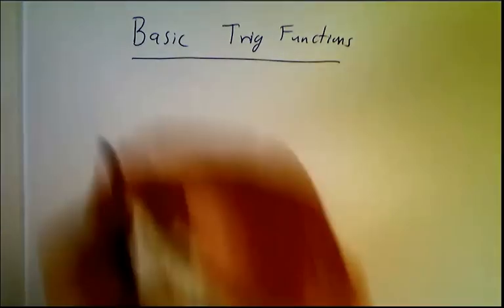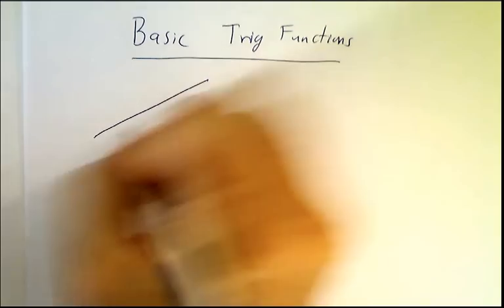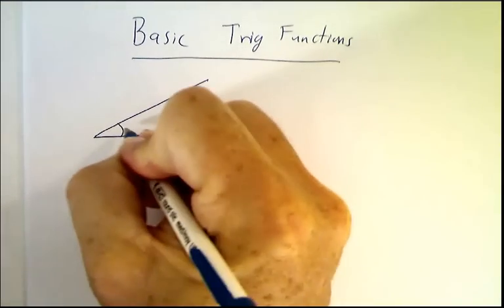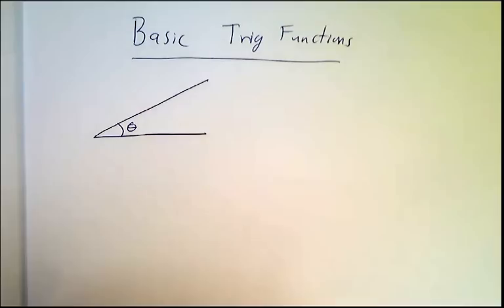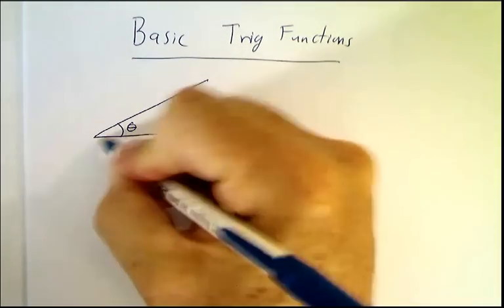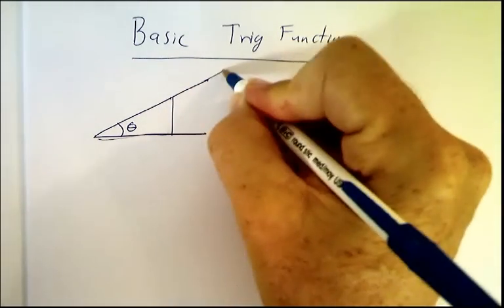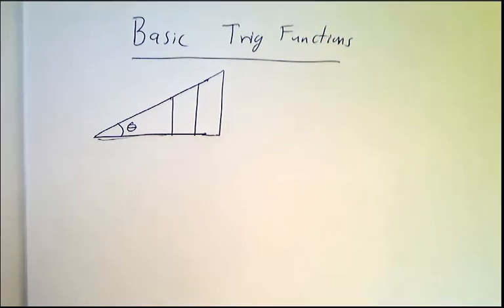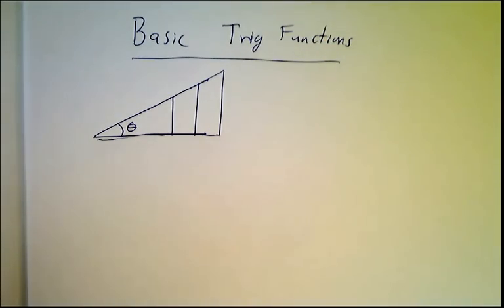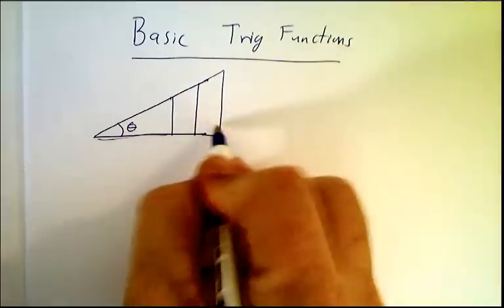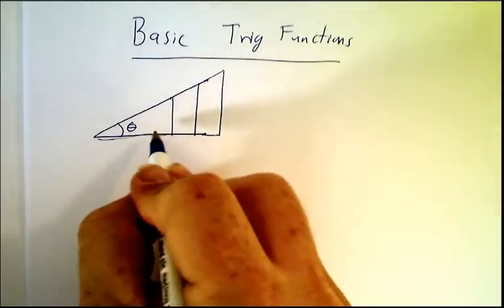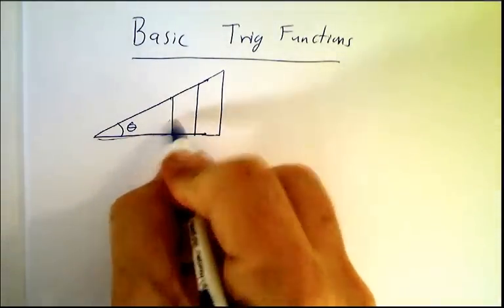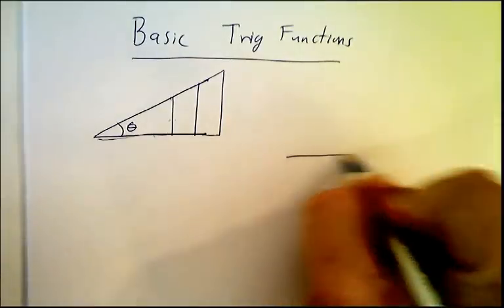Angles describe shapes of triangles. If you give me an angle, let's call it theta, you can draw a right triangle like this, or you could draw a right triangle like this, or you could draw a right triangle like that. There are lots of right triangles you could draw, and they all have the same shape.